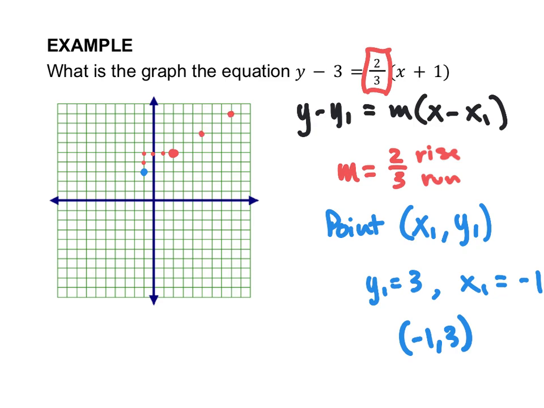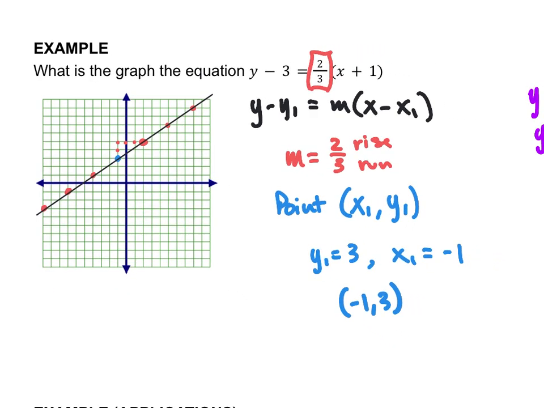We can go down 2 to the left 3 as well and draw those points. And then let's connect these with a line through here. And that's the idea.